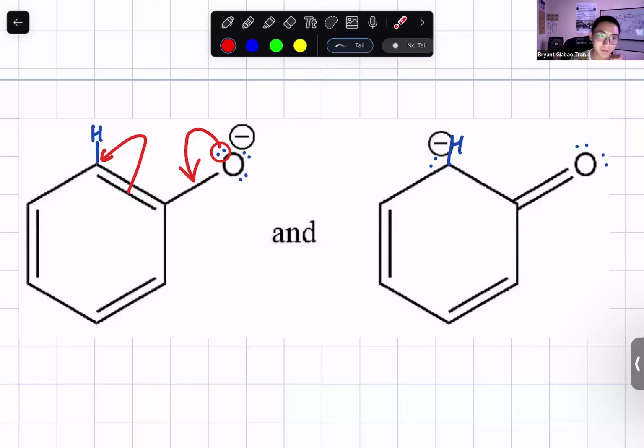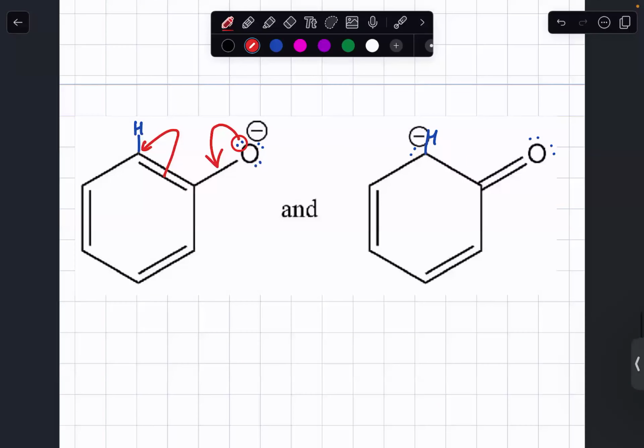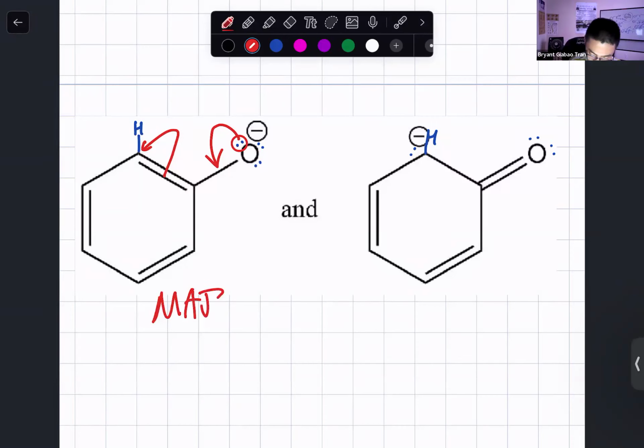And which one would be major here? Which one would be the major resonance structure? The major one would be the negative charge on the oxygen. Yeah, the one on the left, right. Because oxygen is more electronegative than carbon. That's right.